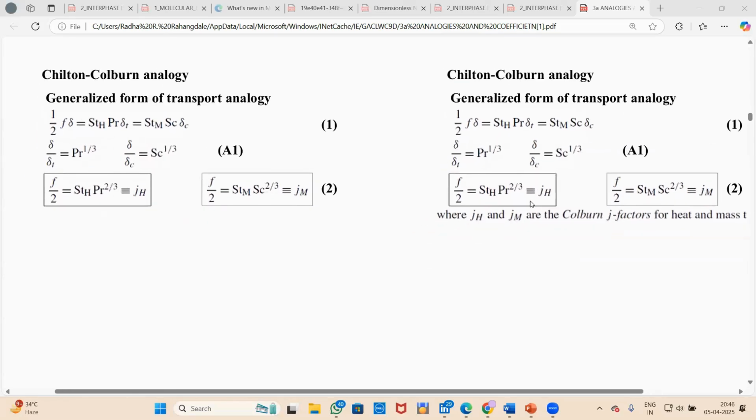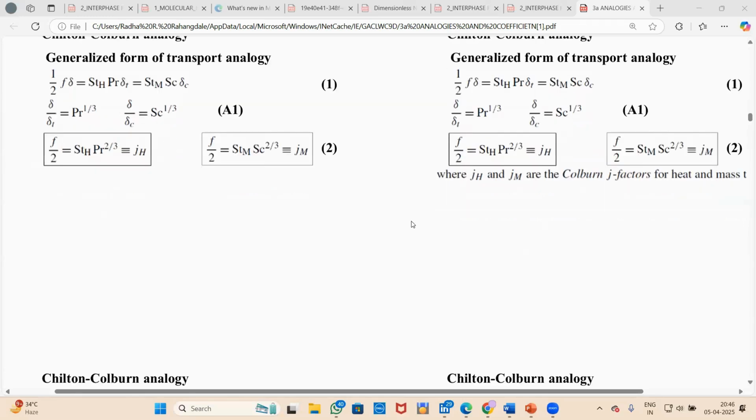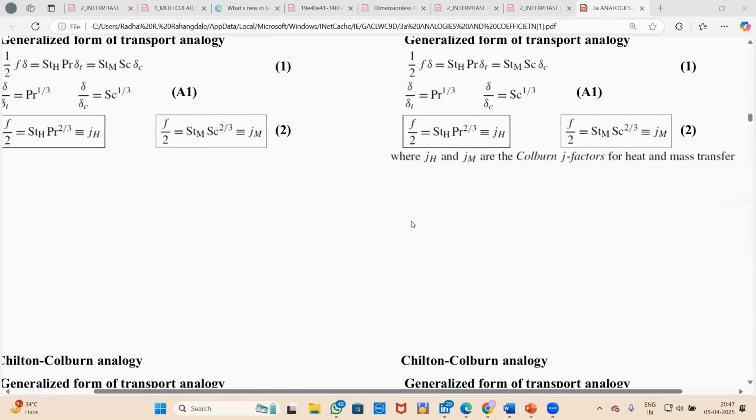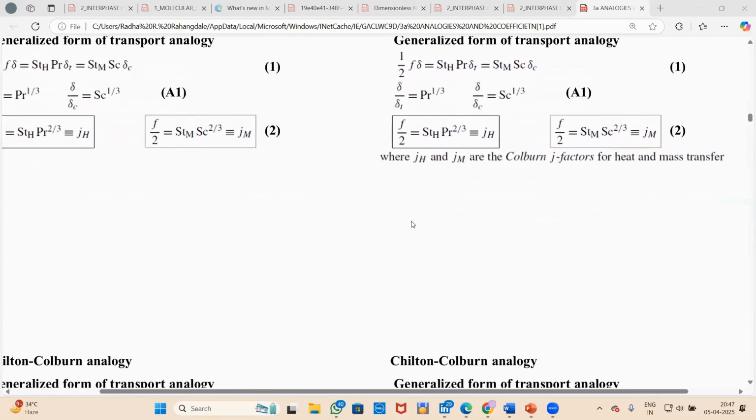Similarly, as we have done it for heat transfer, now we will do the same for mass transfer. We substitute δ by δ_C equal to Schmidt number to the power 1/3 in our generalized form of transport analogy, and we get f/2 = Stanton number for mass transfer × Schmidt number to the power 2/3, which is equal to J_M. Here, J_H and J_M are Colburn J factors for heat and mass transfer.